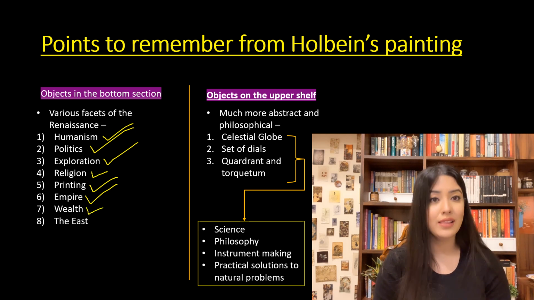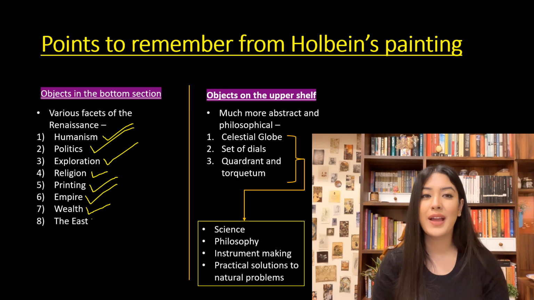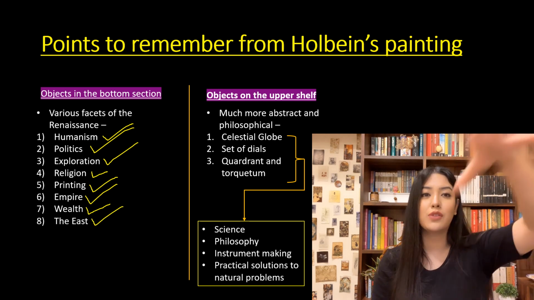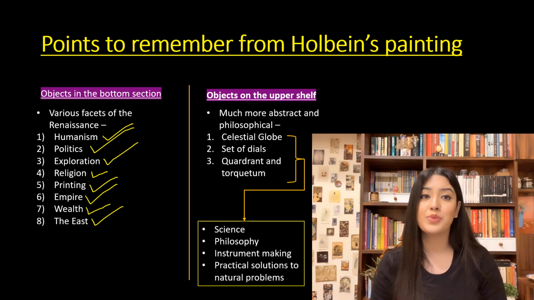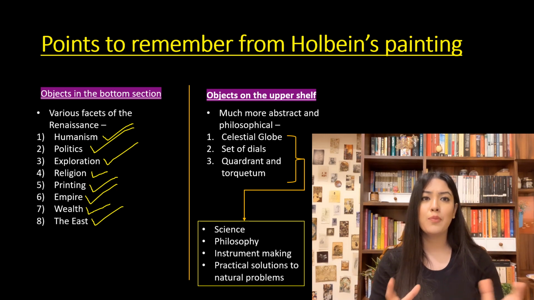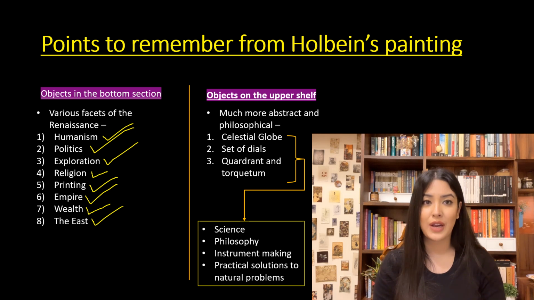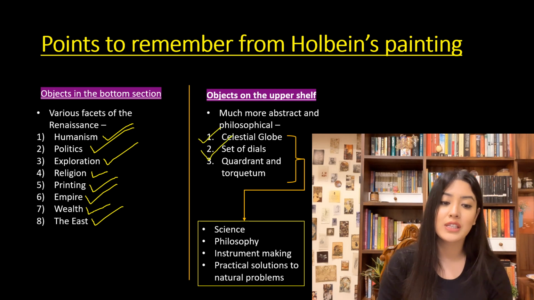Then we have wealth, of course, through trade and commerce. And then we have the East, this voyage to the different parts of the world where they accumulated ideas. Then we have objects in the upper shelf. These are much more philosophical and abstract. So you have the celestial globe, then you have a set of dials, you have the quadrant and the torquetum.